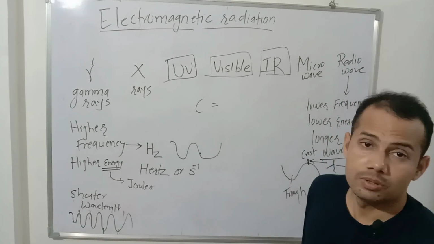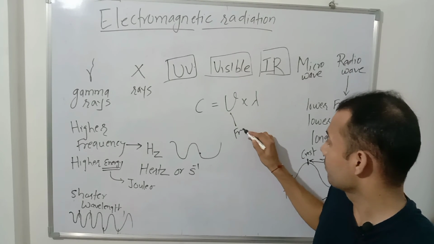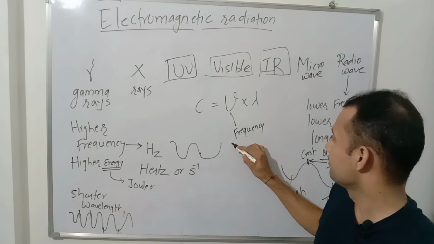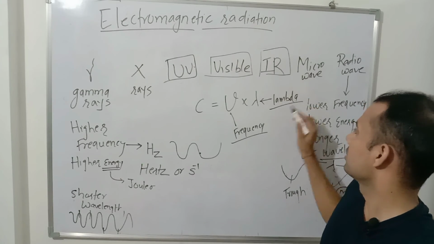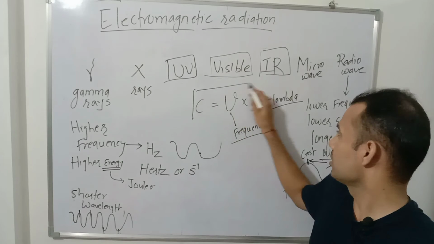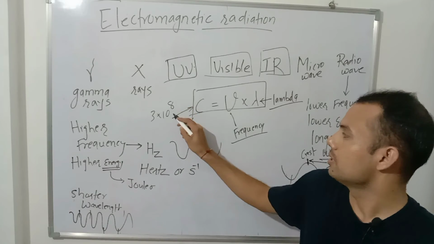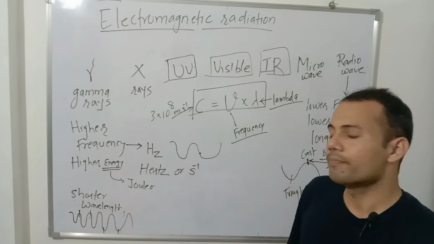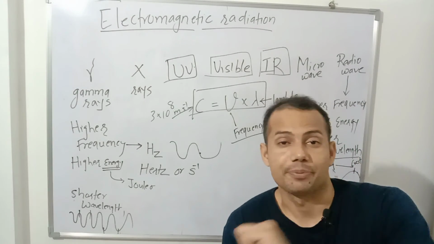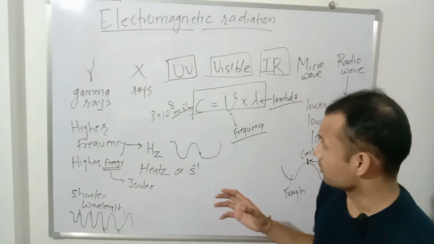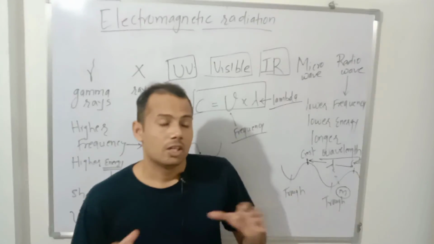Now the last point is how frequency and wavelength are related to the speed of light. The equation is c equals nu times lambda. Nu is the frequency and lambda is the wavelength. The speed of light is 3 times 10 raised to 8 meters per second. Here meter is the unit for wavelength and per second is the unit of frequency.